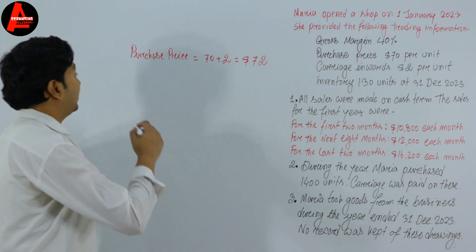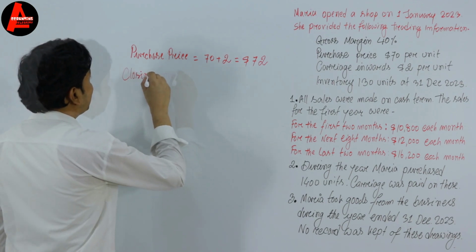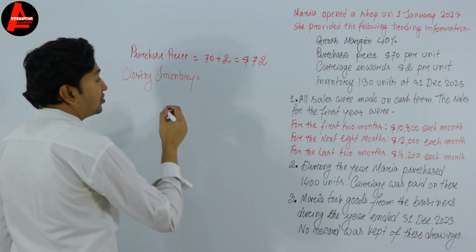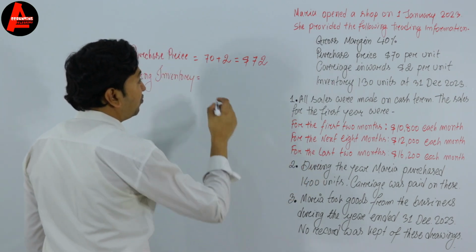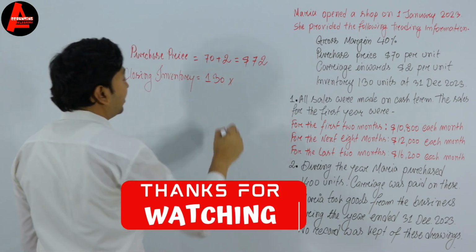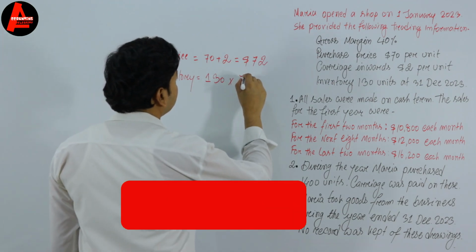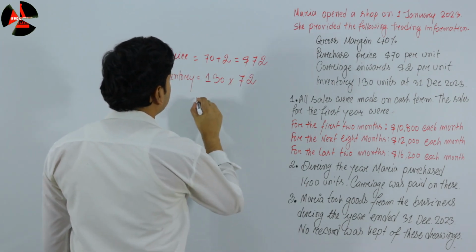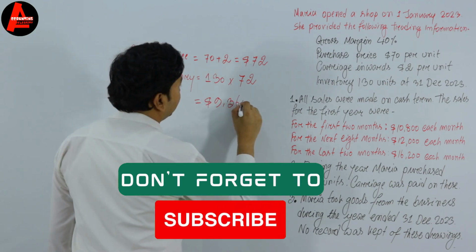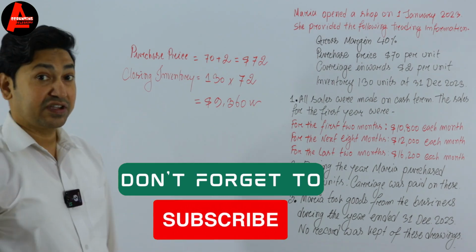So let us write here now: closing inventory equal to, here the number of units we see is 130, and here the per unit price is $72. So if we multiply, we get $9,360. Okay, this is our closing inventory.